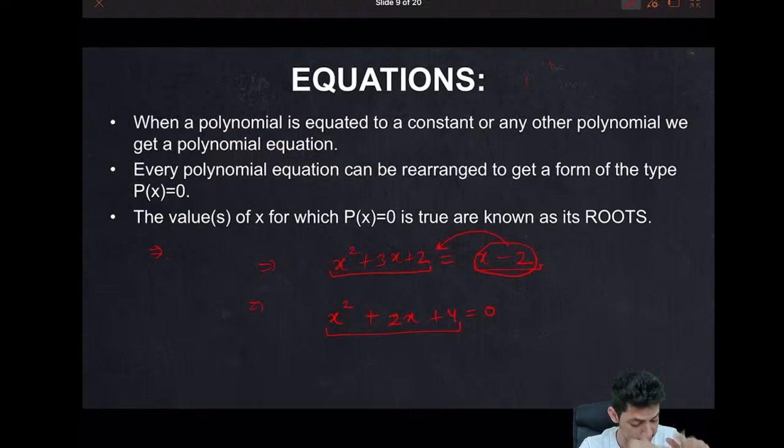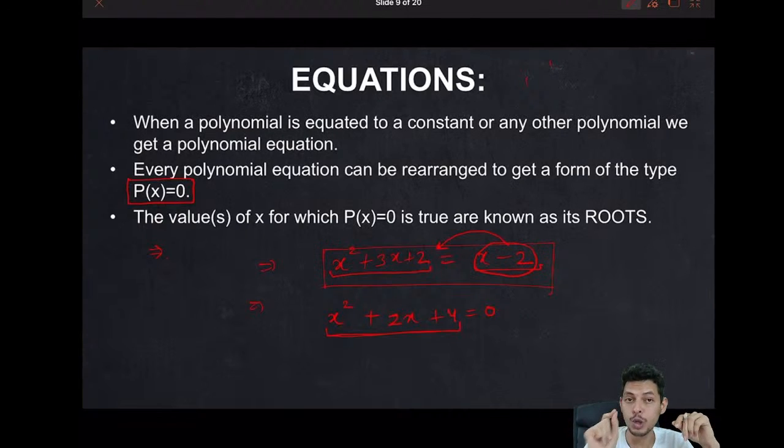There is no value of x for which x square plus 2x plus 4 can be equal to 0. But this is not what we are concerned with at the moment. So the important point to understand here is that given any polynomial equation, you can rearrange terms to get something like this: p of x equal to 0. Now those values of x that will make this equation true are called the roots of the polynomial.